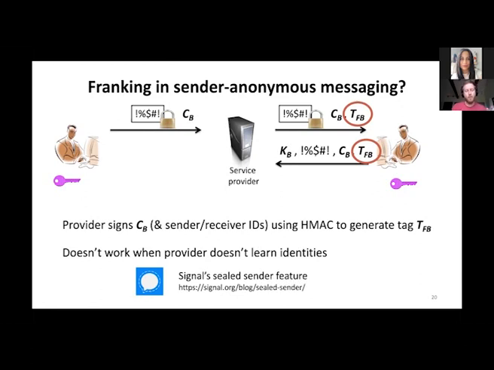And so for systems like sealed sender, or Signal with sealed sender, which is a feature that provides sender anonymity, which means that the service provider doesn't actually know who the sender is of a particular encrypted message. Well, in that type of setting, if you wanted to build message franking style tooling, you wouldn't be able to using the techniques we've seen thus far.